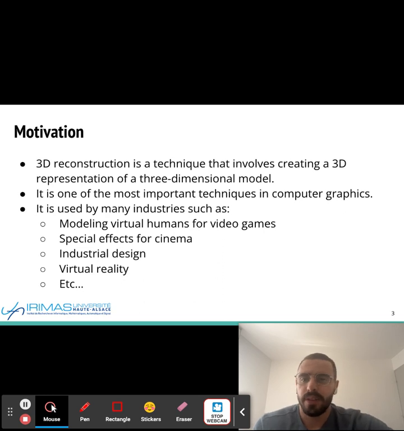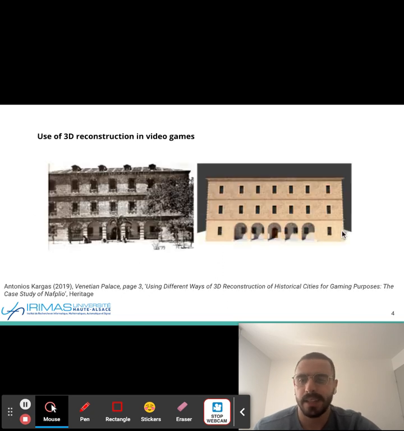So, firstly, the 3D reconstruction is a technique that involves creating a 3D representation of a model. As a motivation of our work, the 3D reconstruction is one of the most important techniques in computer graphics. Also, it's used by many industries, such as modeling virtual humans for video games, special effects for cinema, industrial design, virtual reality, etc. For instance, here's an example of the use of the 3D reconstruction in video games.